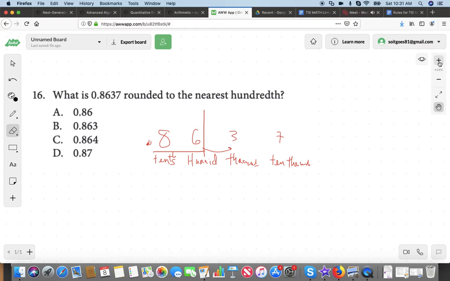Now, there's 2 things. First, they want you to know what the places are: tens, hundreds, thousandths, ten-thousandths. Just by knowing that we're rounding to the nearest hundredth, it's going to be 2 decimals, so we can eliminate 2 answer choices. We can eliminate B and C because those are to the thousandths place. Then it's a question of whether we round up or down, and we round down. It's 0.86.